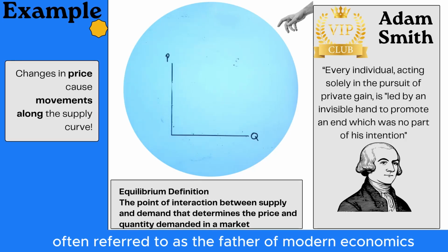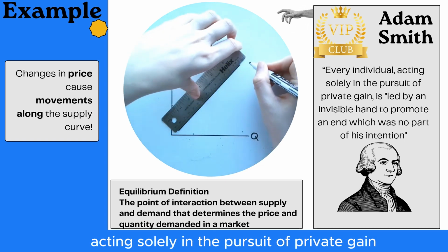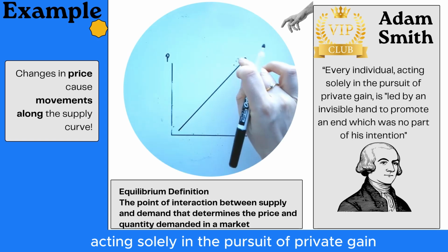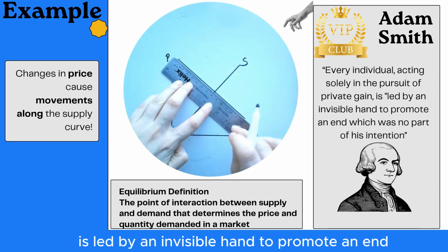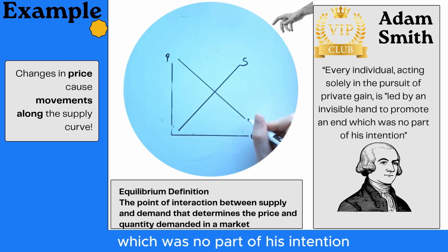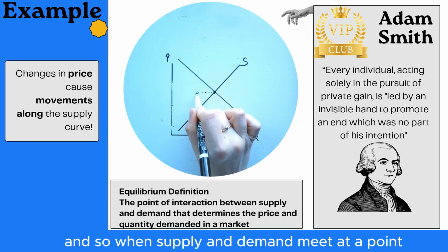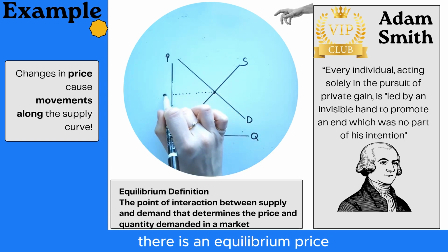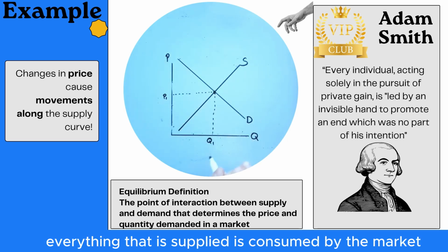Often referred to as the father of modern economics, Adam Smith said every individual acting solely in the pursuit of private gain is led by an invisible hand to promote an end which was no part of his intention. And so when supply and demand meet at a point, there is an equilibrium price and an equilibrium quantity at which everything that is supplied is consumed by the market.